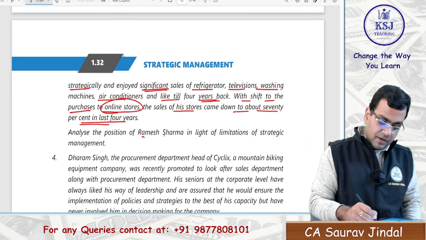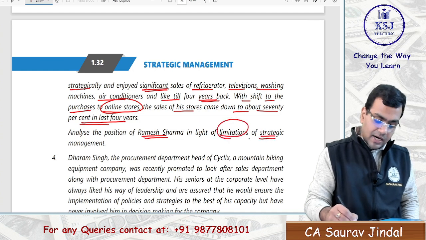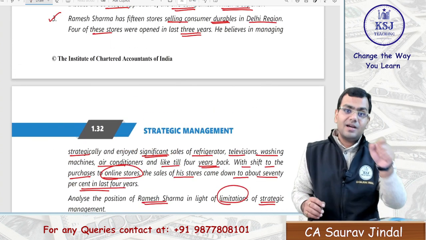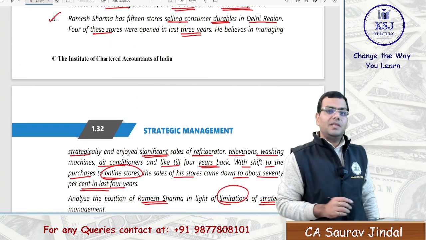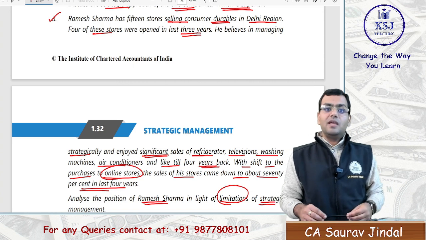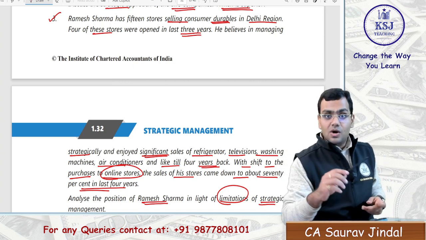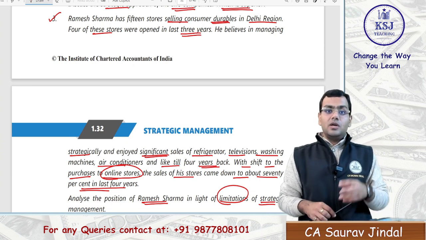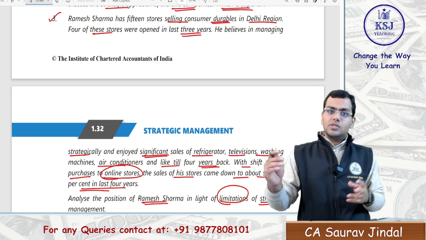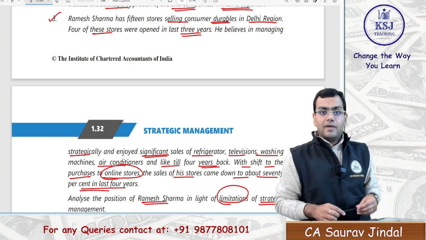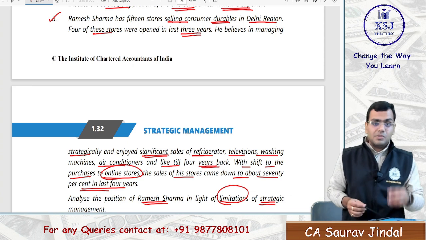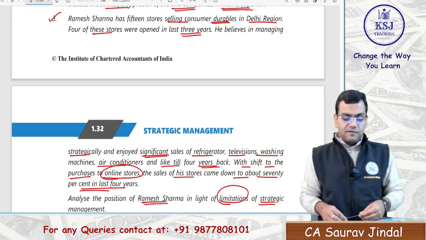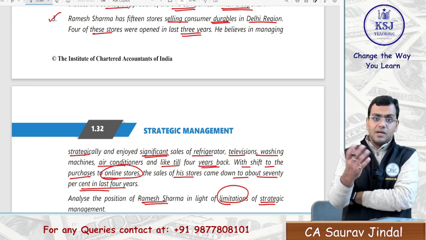Analyze the position of Ramesh Sharma in the light of the limitations of strategic management. Sir, he is following strategic management, but still there are limitations. What can be the limitations? We have already studied about it. Sir, the environment in which Mr. Ramesh is operating is turbulent. It is unpredictable. Mr. Ramesh would not have imagined in his dreams that the online stores are going to get so much of the sales. 30% is a huge amount, sir. 30% of the sale means a lot, especially for these big products, refrigerator, television, washing machine. For all these things, 30% means a lot.